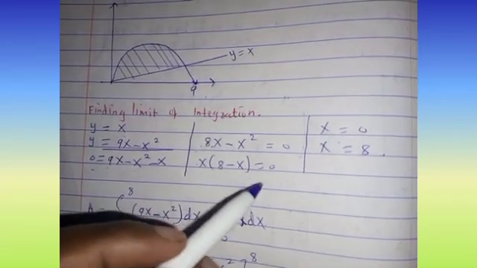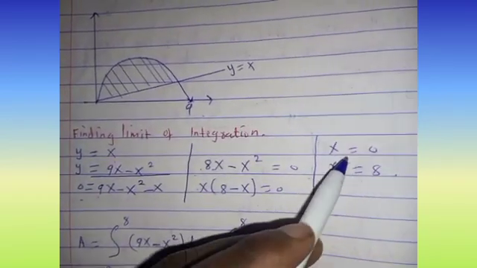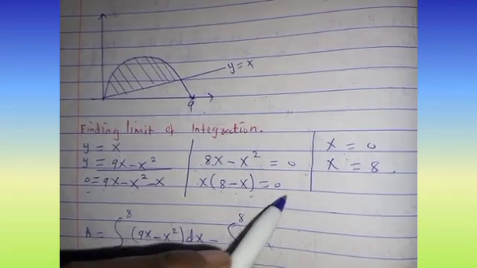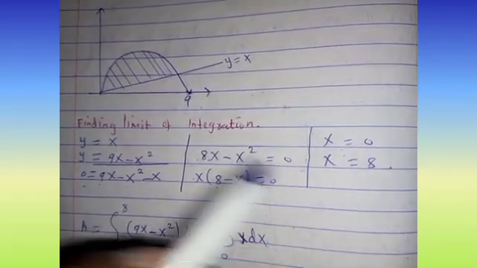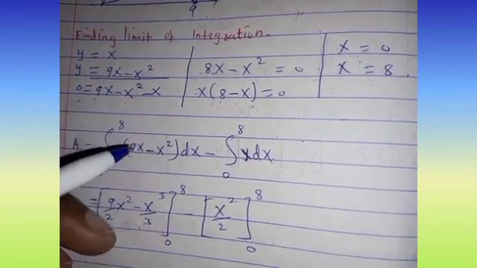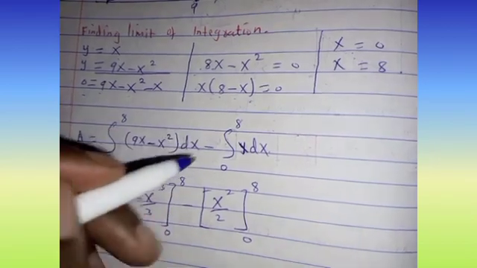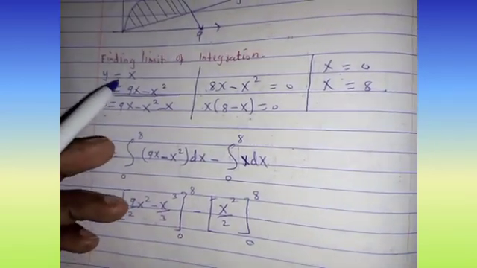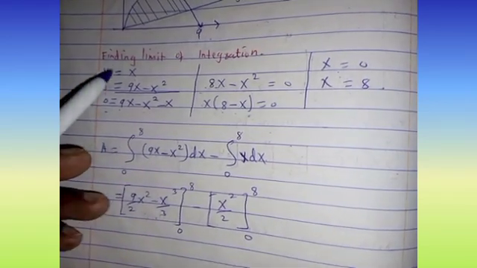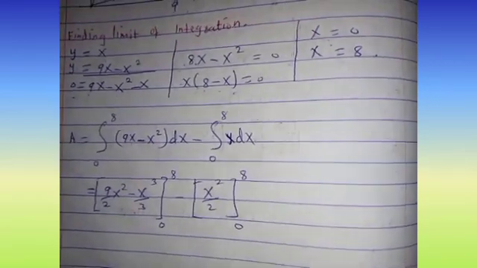We factor x out. So this means that x is equal to 0 or 8 minus x is equal to 0. So x is equal to 8. So we are integrating from 0 to 8. This curve, 9x minus x squared, we integrate minus this other one. We have two functions, y is equal to x and y is equal to 9x minus x squared. So integrate both of them.